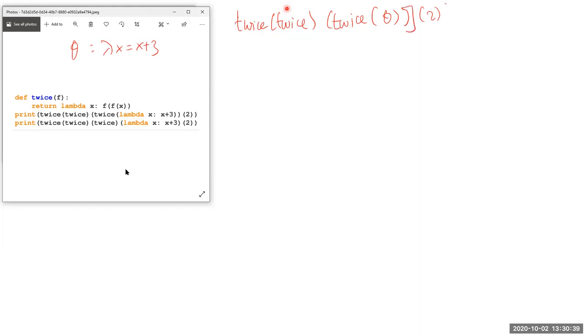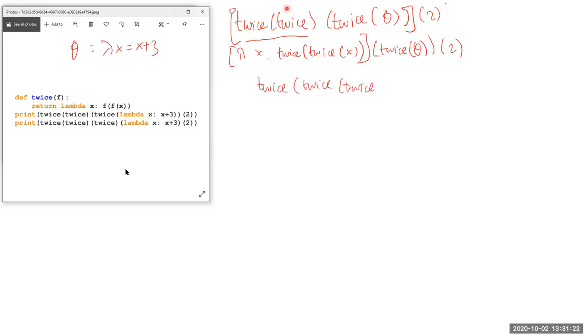Okay, so I'll do this part first. Twice, meaning that lambda x is gonna be like twice x, which is okay. I'll leave it as it is. And then this twice theta, I'll try to insert it. So we have twice theta.